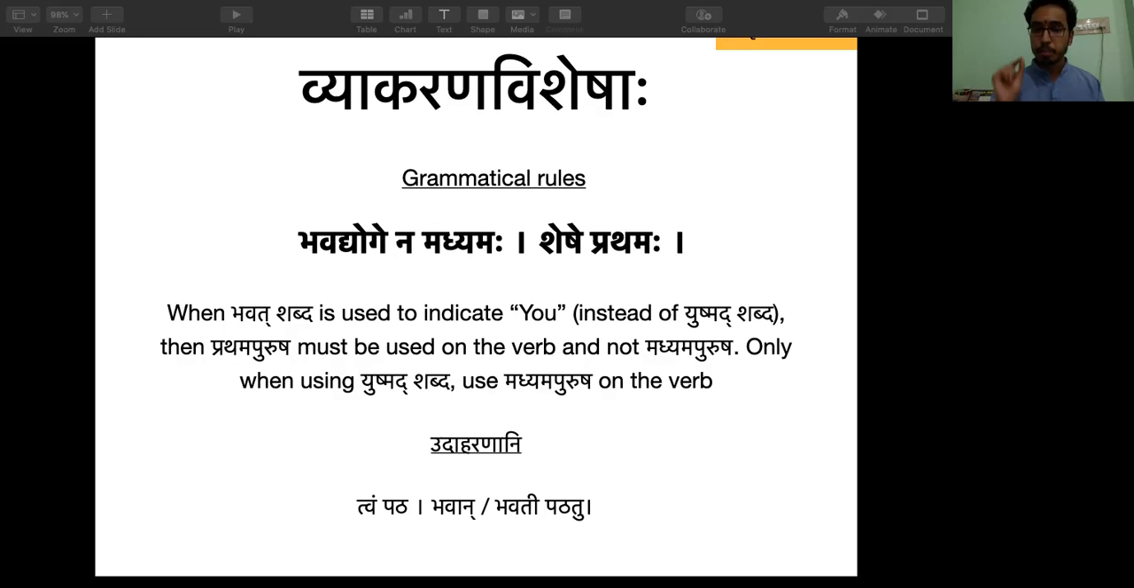Kriya Pada will always be in Prathama Purusha. When you're using Yushmat Shabda, always use Madhyama Purusha in the verb. As you can see, in Lot Lakara: Patatu, Patatam, Patantu, Patha. So, Tvam Patha. But if you use Bhavan, Bhavan Pathatu. Bhavati Pathatu. So this is how Bhavad Yogena Madhyamaha Sheshe Prathamaha. When you're using Yushmat Shabda, the Kriya Pada should be in Madhyama Purusha. When you're using Bhavat Shabda, the Kriya Pada should be in Prathama Purusha.